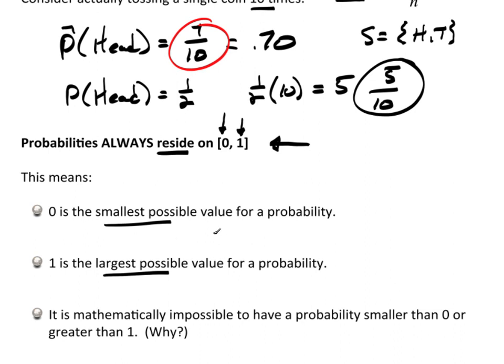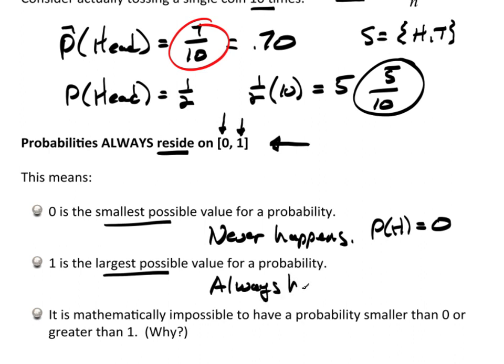0 simply means that an event never happens. So if I had a coin, and I told you the probability of a head equals 0, what that's telling you is that I have a two-tailed coin, because that's the only way that could possibly happen. If the probability of an event is 1, that means that event always happens. So again, if I told you the probability if I flip a coin is 1, what I'm telling you is I have a two-headed coin.